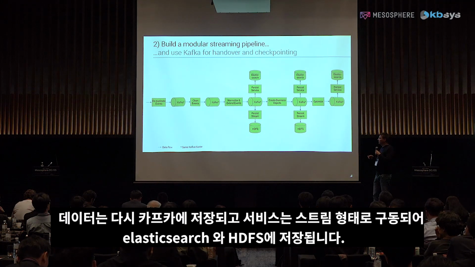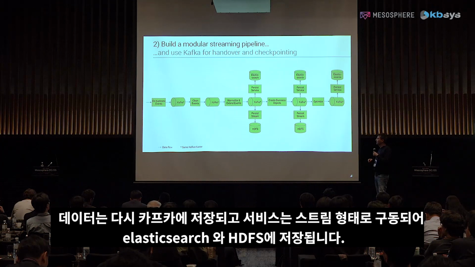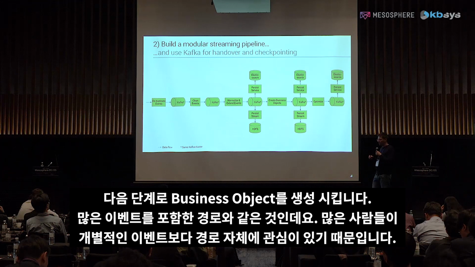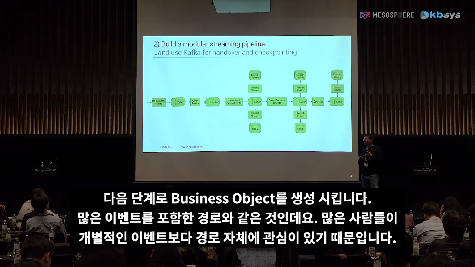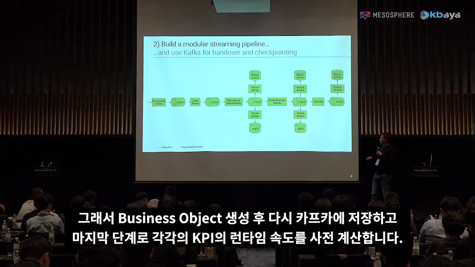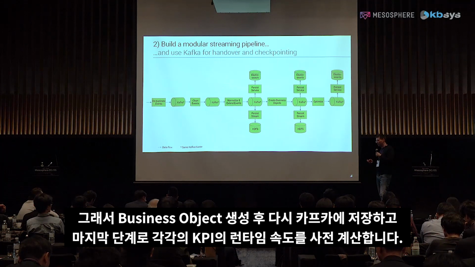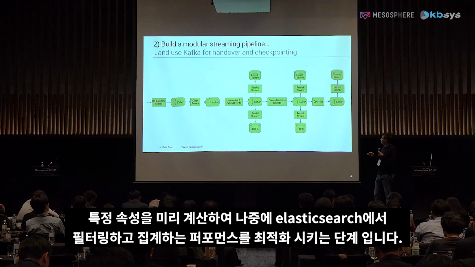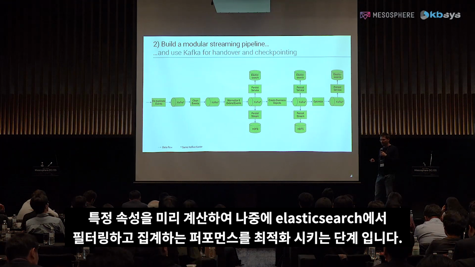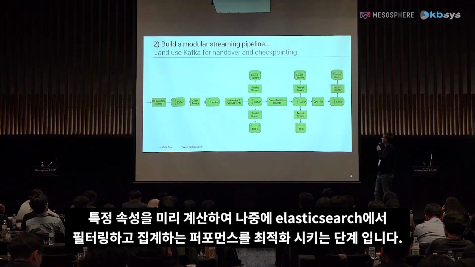The data gets stored again in Kafka, and we then again have persist services and streams that store the data in Elasticsearch and HDFS. In the next step, we create business objects. Business objects are things like, in our case, a trip. A trip consists of a lot of events, and many people are interested in the trips and not the individual events. So we create those, again store them in Kafka, and then as the last step in the pipeline, for different KPIs, we do pre-calculation so they're fast during runtime. That's the optimize step, where we pre-calculate certain attributes on which I can later filter and aggregate in Elasticsearch. That's performance optimization, basically.